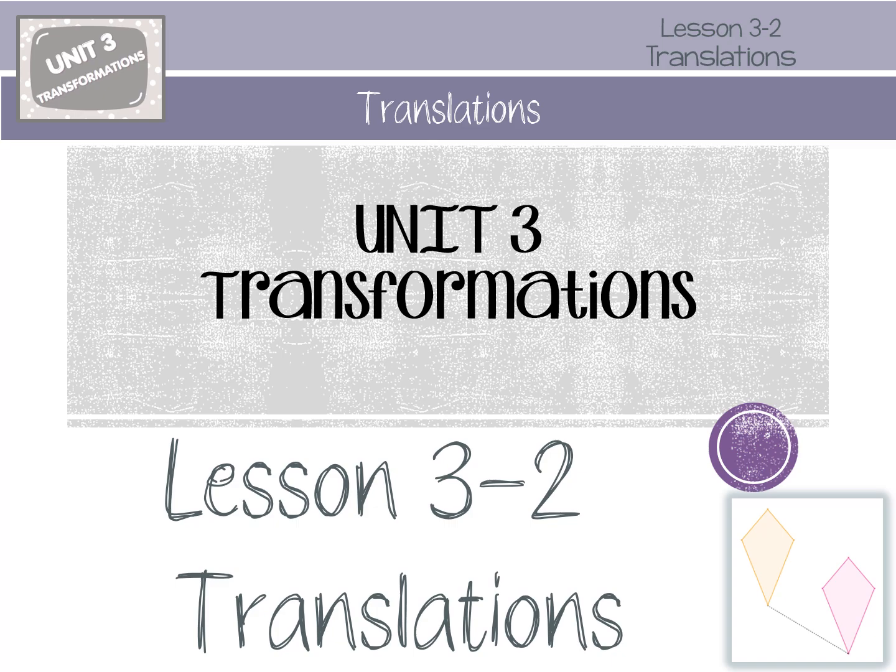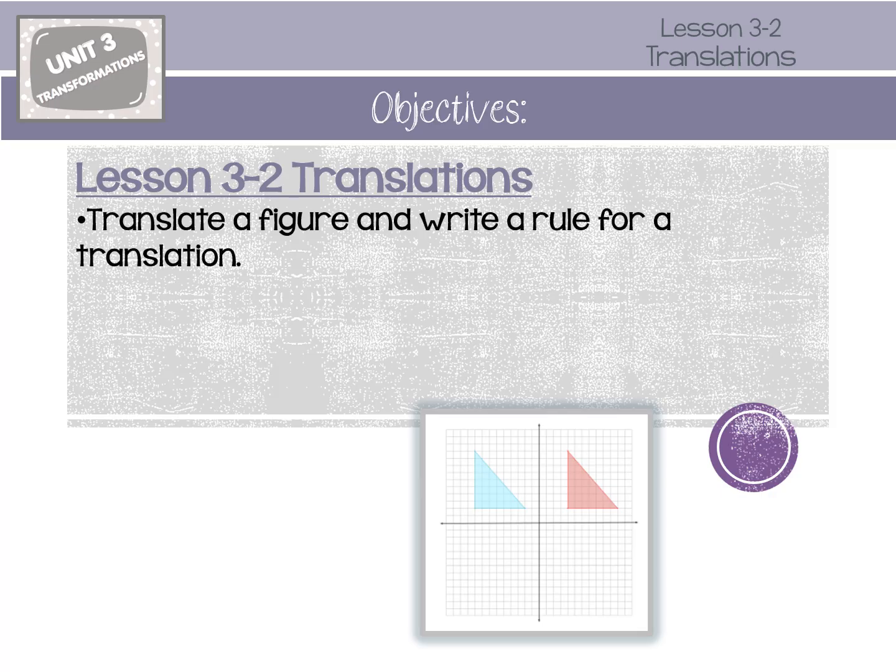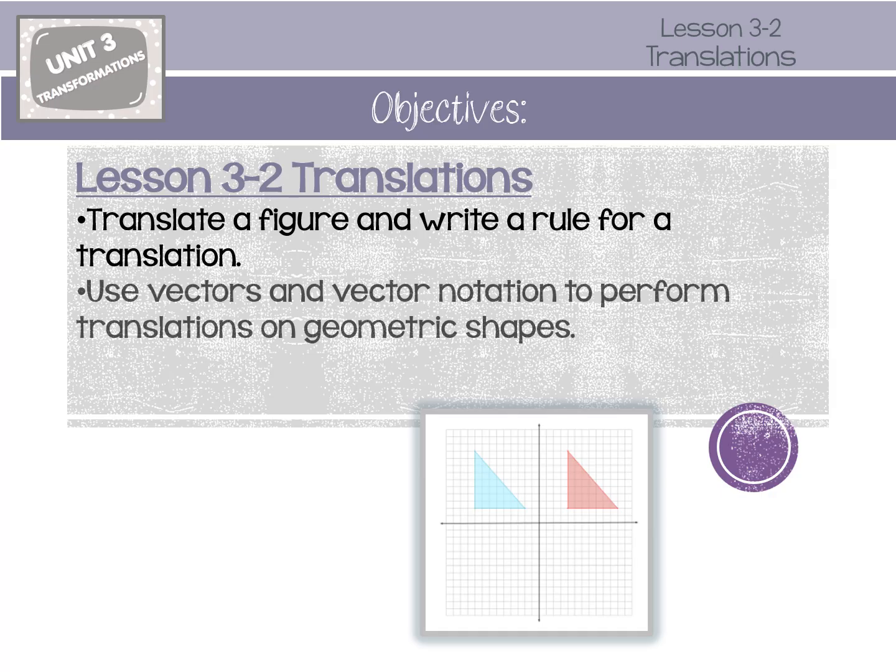Unit 3 Transformations, Lesson 3-2, continuing on with translation. Lesson 3-2 Translations Objectives. Number 1, translate a figure and write a rule for a translation and use vectors and vector notation to perform translations on geometric shapes.